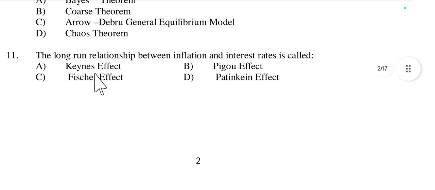Then question number 11, the long run relationship between inflation and interest rate is called, it is called the Keynes effect, Pigou effect, Fisher effect, or Patinkin effect.